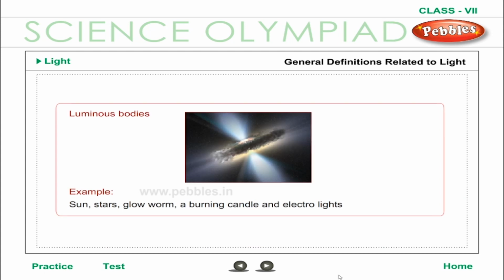General definitions related to light. Luminous bodies. An object that emits its own light is called a luminous body. Example: sun, stars, glowworm, a burning candle, and electrolytes.